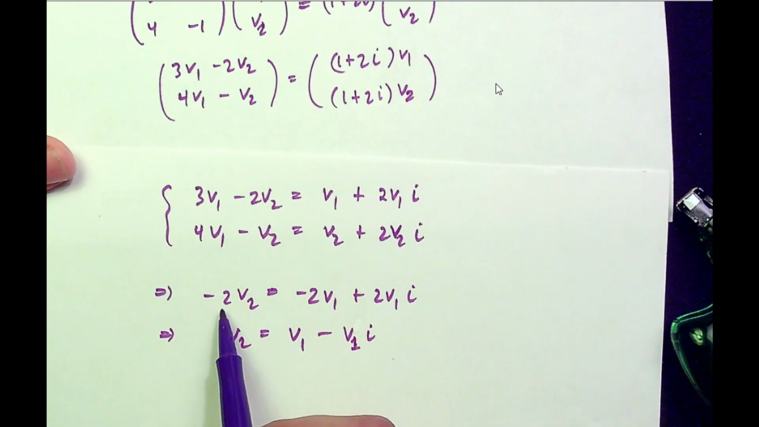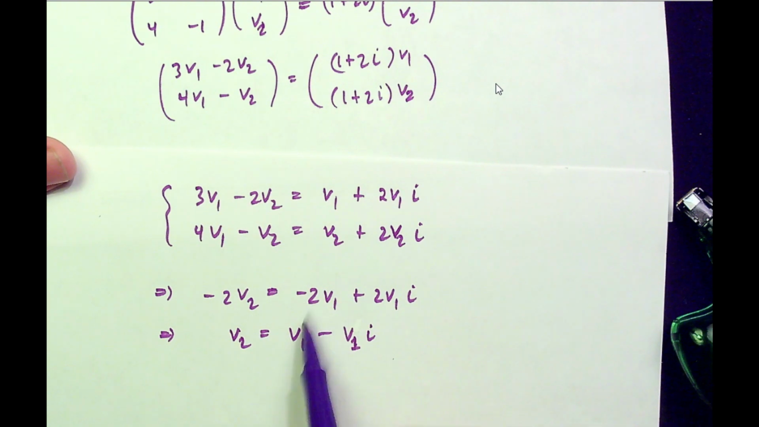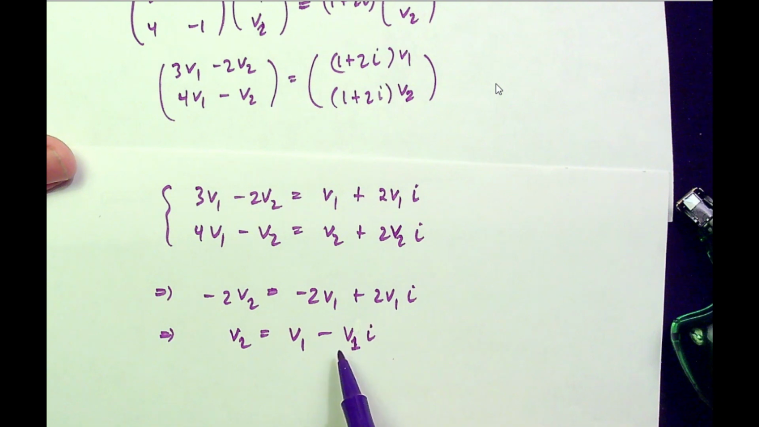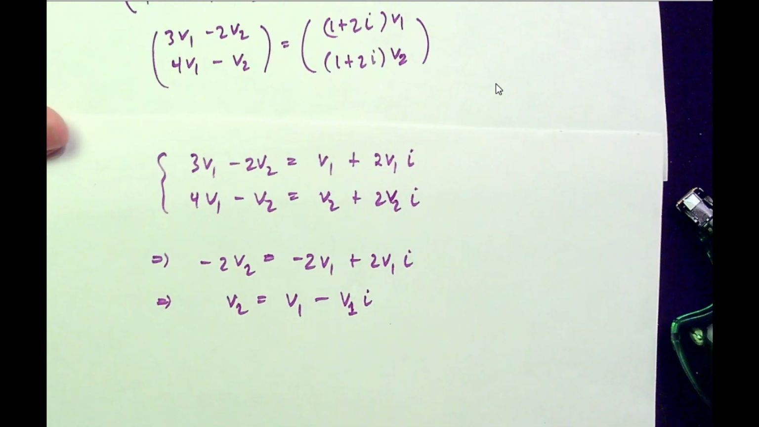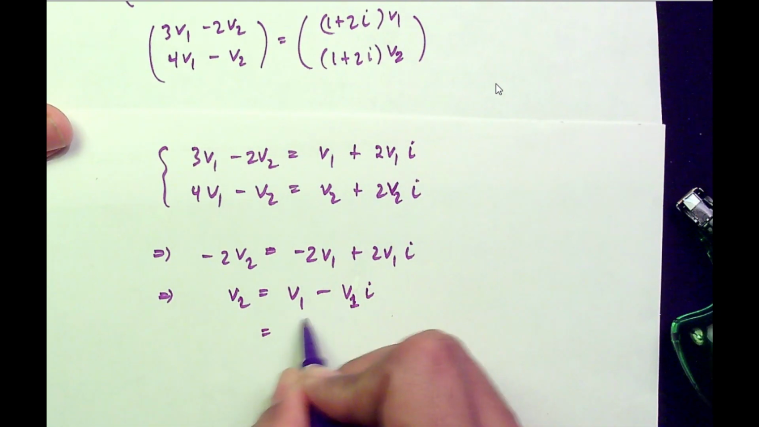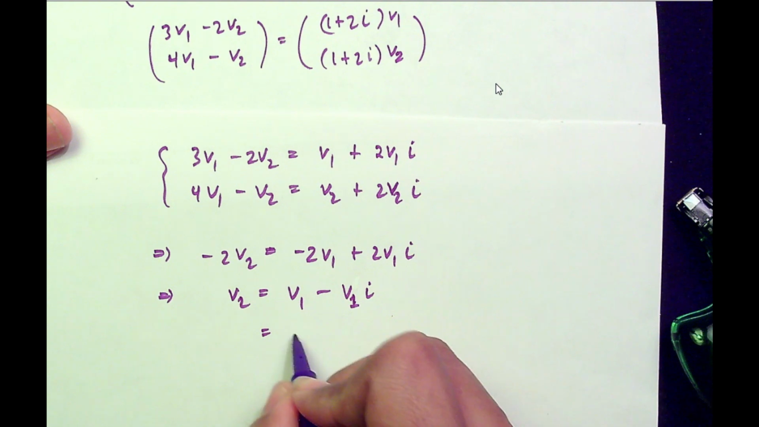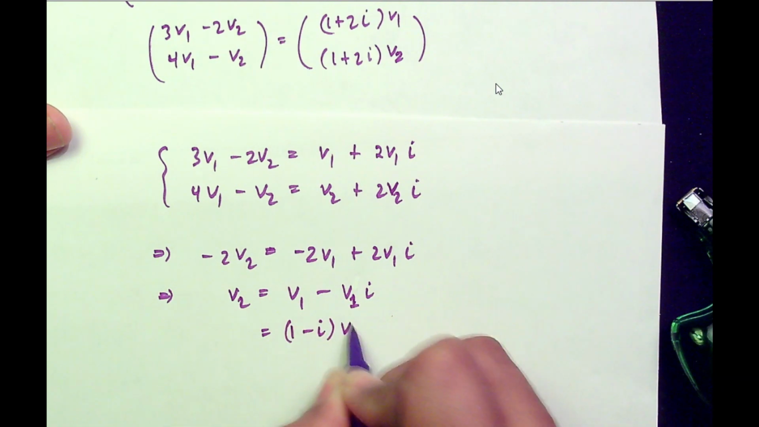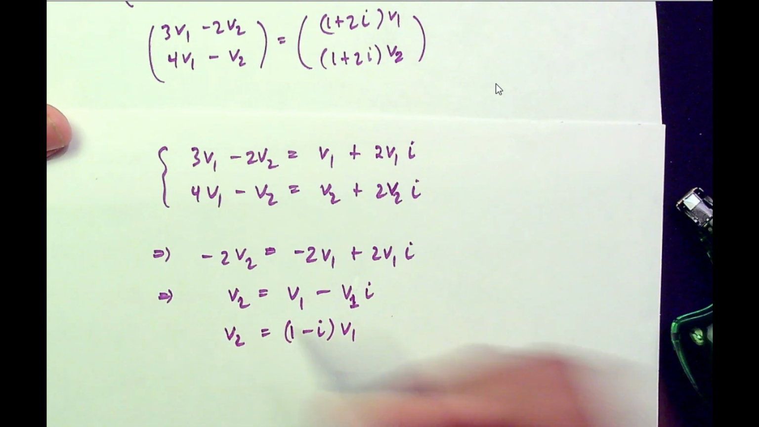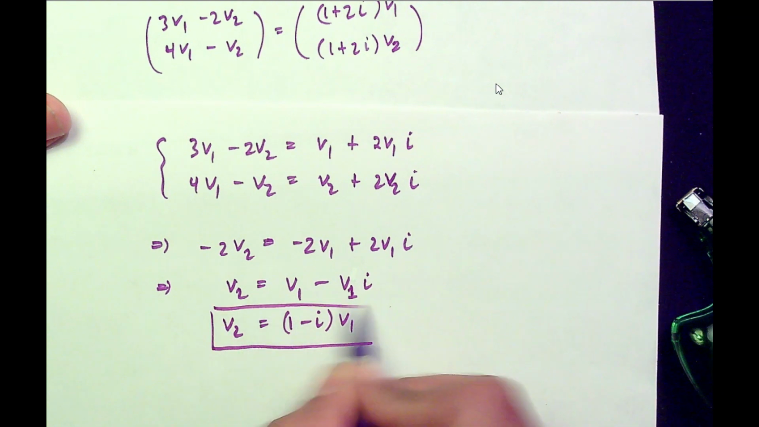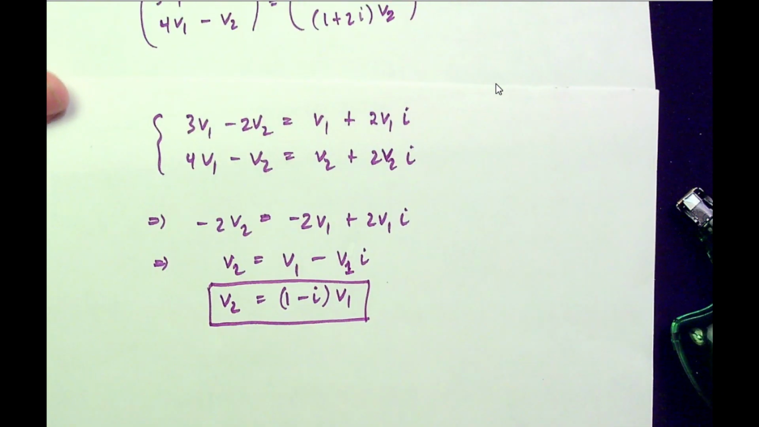-2 divided by -2 is 1. -2 divided by -2 is 1. +2 divided by -2 is -1. And then, of course, the v. Just talking about the coefficients. All right, and then almost there. Then I can factor out the v1, and you're going to get that v2 equals 1 minus i times v1. So that is the relationship between v2 and v1.